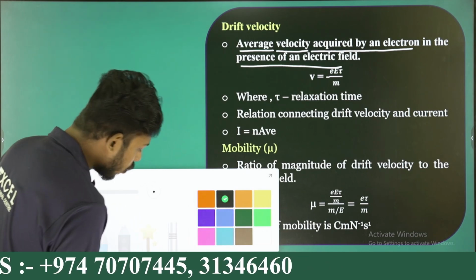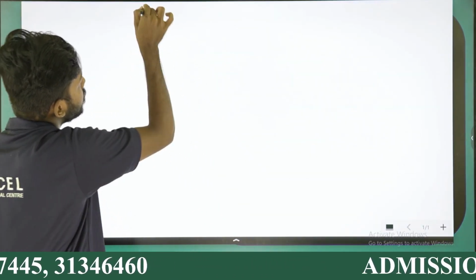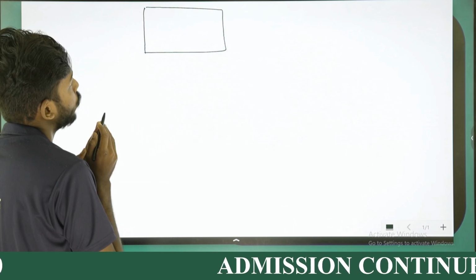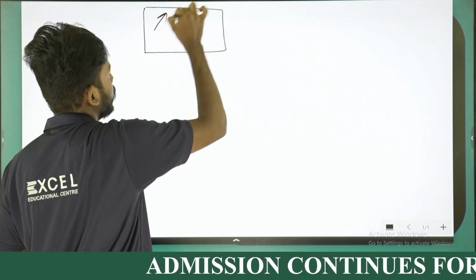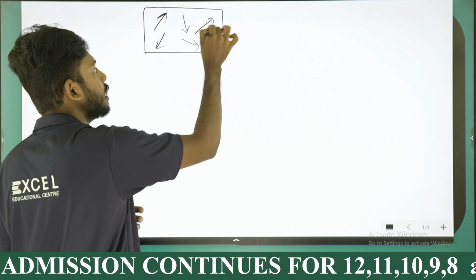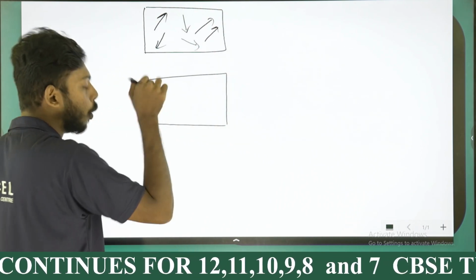A conductor will always have a large number of free electrons. This conductor contains a large number of free electrons. What is the thing about free electrons? They will always be in random motion. So these electrons are in random motion.